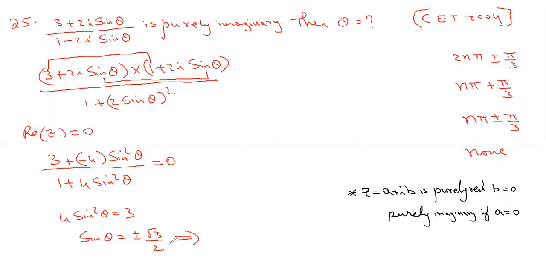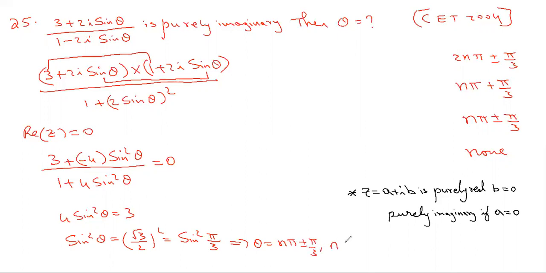Sometimes to convert into that form, we write the general solution. We have a general solution formula for the squares. So if you use that, you can write this as sine square theta equal to 3 by 4, which is root 3 by 2 the whole square, which is equal to sine square pi by 3. So that implies theta equal to n pi plus minus pi by 3, n belongs to Z. We have a direct formula, so the third option.